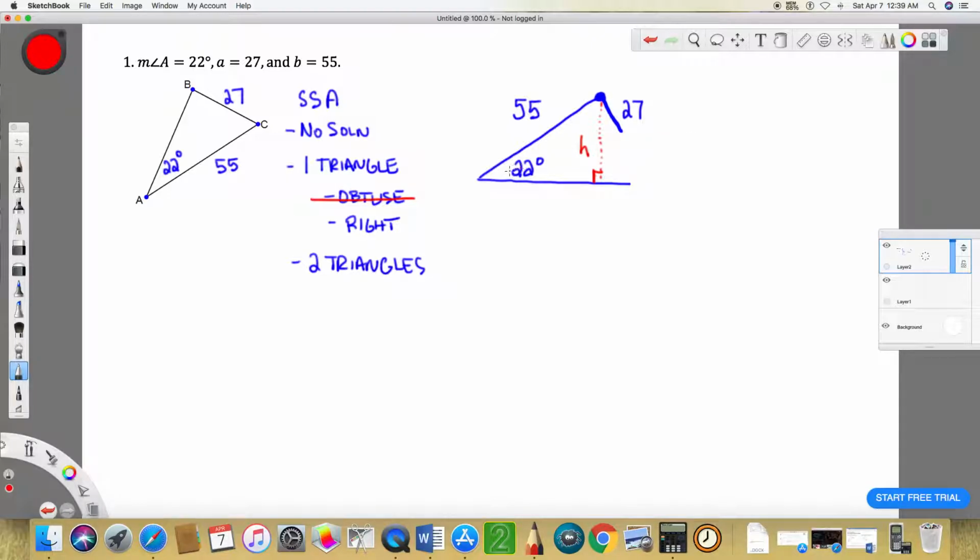Well, I can do it using the sine. The sine of 22 degrees is the opposite leg, which I've labeled h, over the hypotenuse, which is 55. So if we take 55 times the sine of 22, we're going to compare that number against this 27. So let's come down and use our calculator.